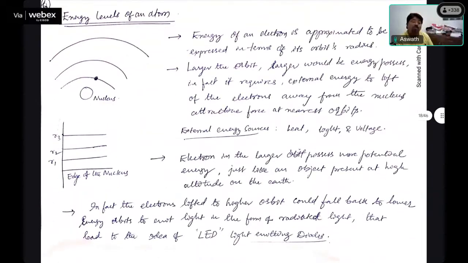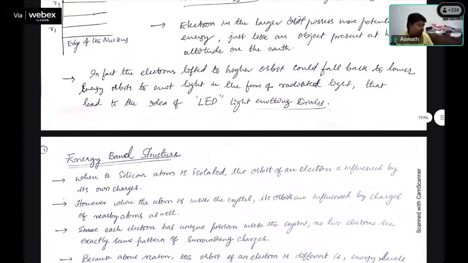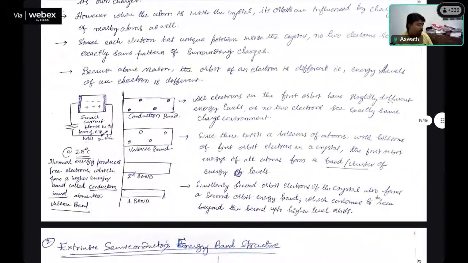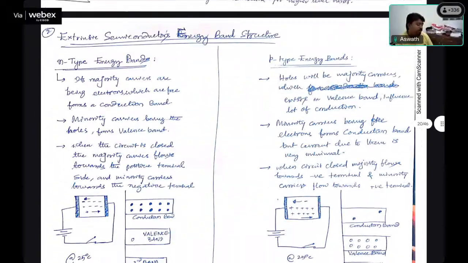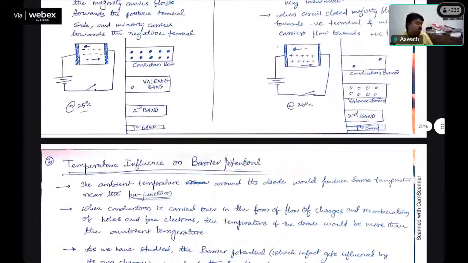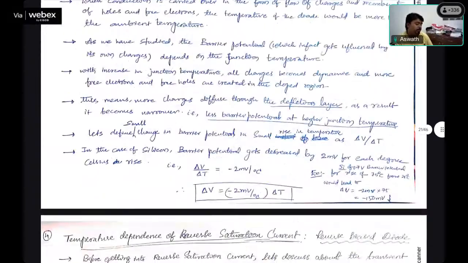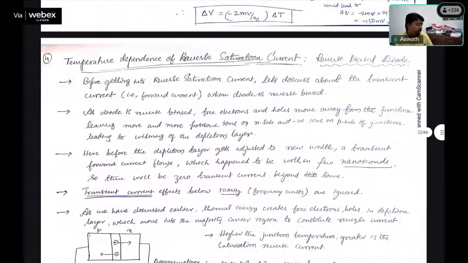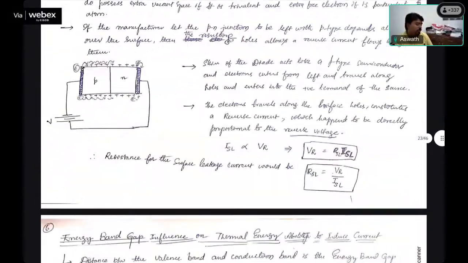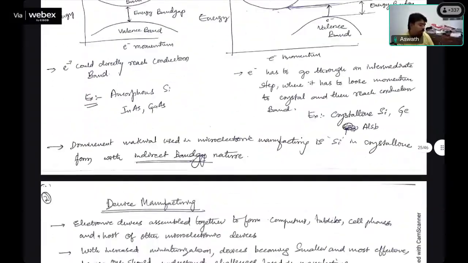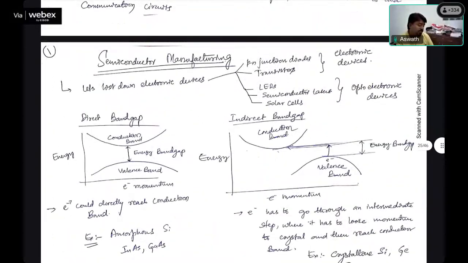And also the energy levels of these semiconductor materials I wanted to discuss; that is also there. For example, for N type material, what is the band structure? For P type material, what is the band structure? What is the temperature influence on the potential barrier? Right? All those things are put together for your reference.